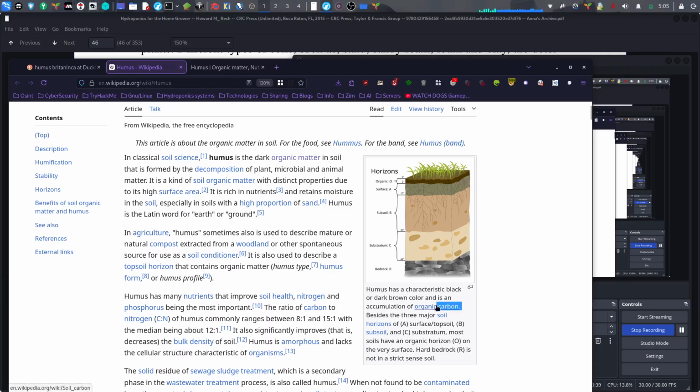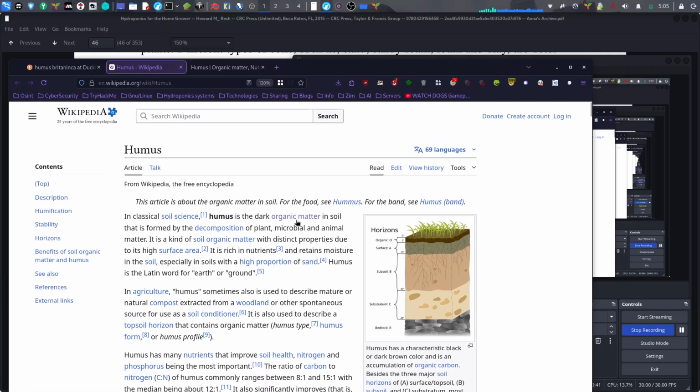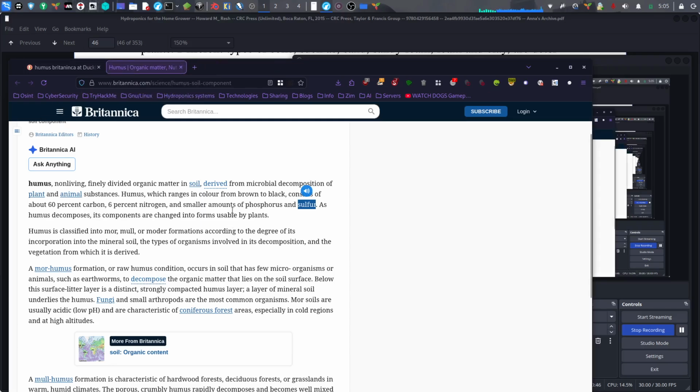It did decompose into nutrients that plants can use. That is how I understand it at the current date.